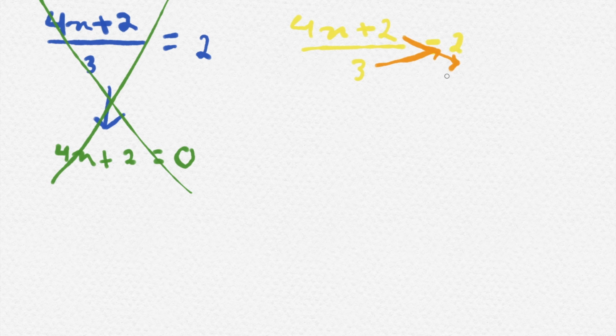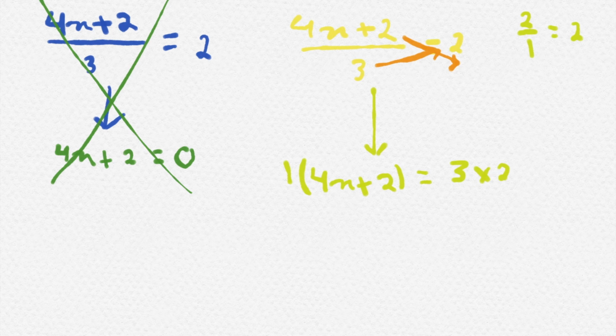When you cross multiply this equation, you would get 4x + 2, but you would times this equation by 1 because 2 over 1 is equal to 2. Thus, 1 times (4x + 2) will be equal to 3 times 2. So now we can expand. 4x + 2 will be equal to 3 times 2, which is 6.